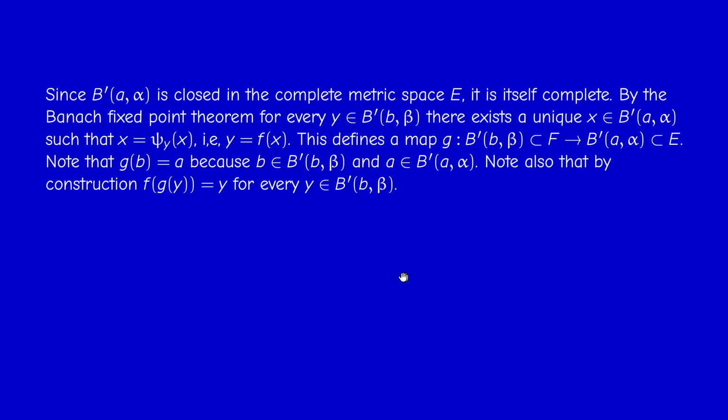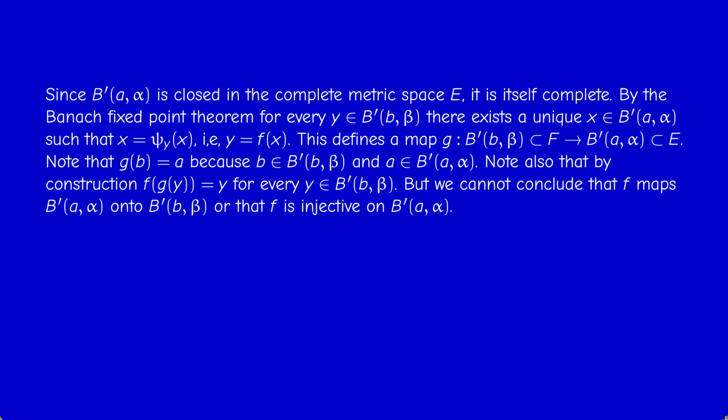Now we have to be careful a little bit here. So by definition, first, f of g of y is equal to y whenever y is restricted to this closed neighborhood. Okay, this is what I called w bar. Now, I cannot conclude that f maps the closed ball of center A and radius alpha into the closed ball of center B and radius beta, or even that f is injective. Okay, nothing in the assumptions tells me that.